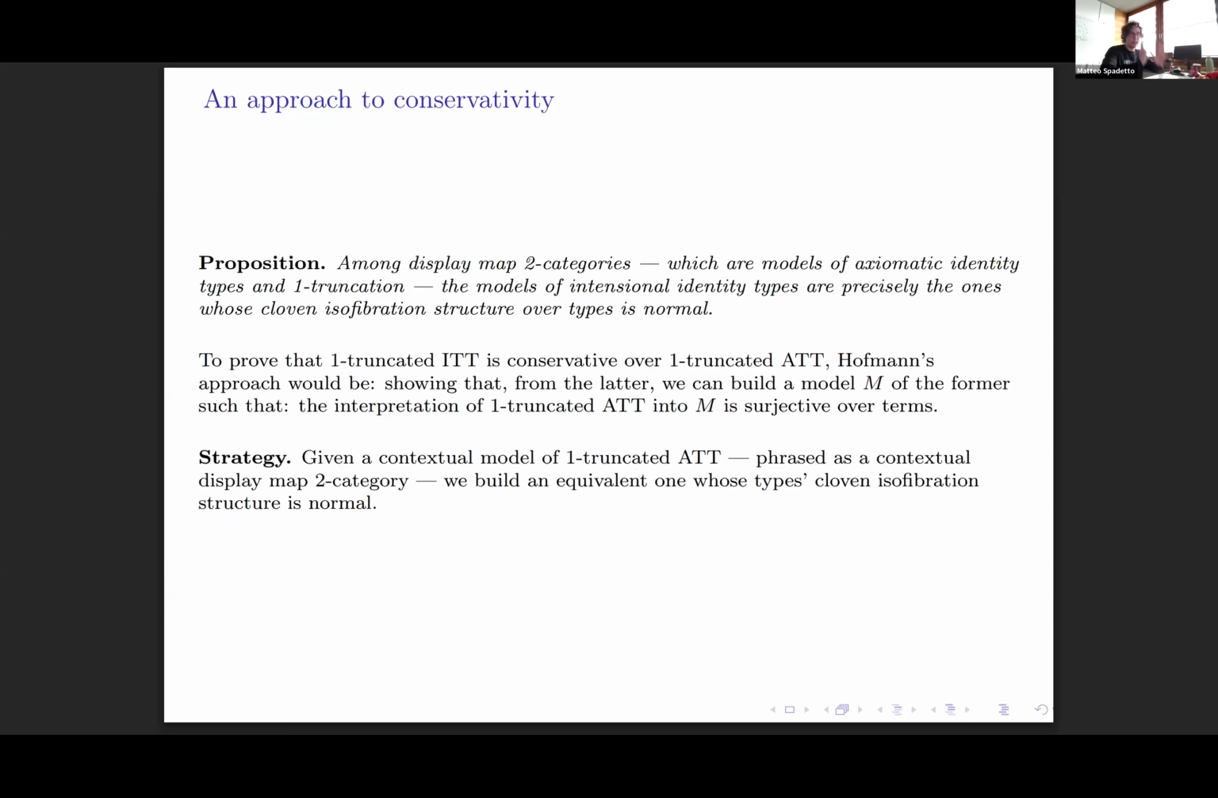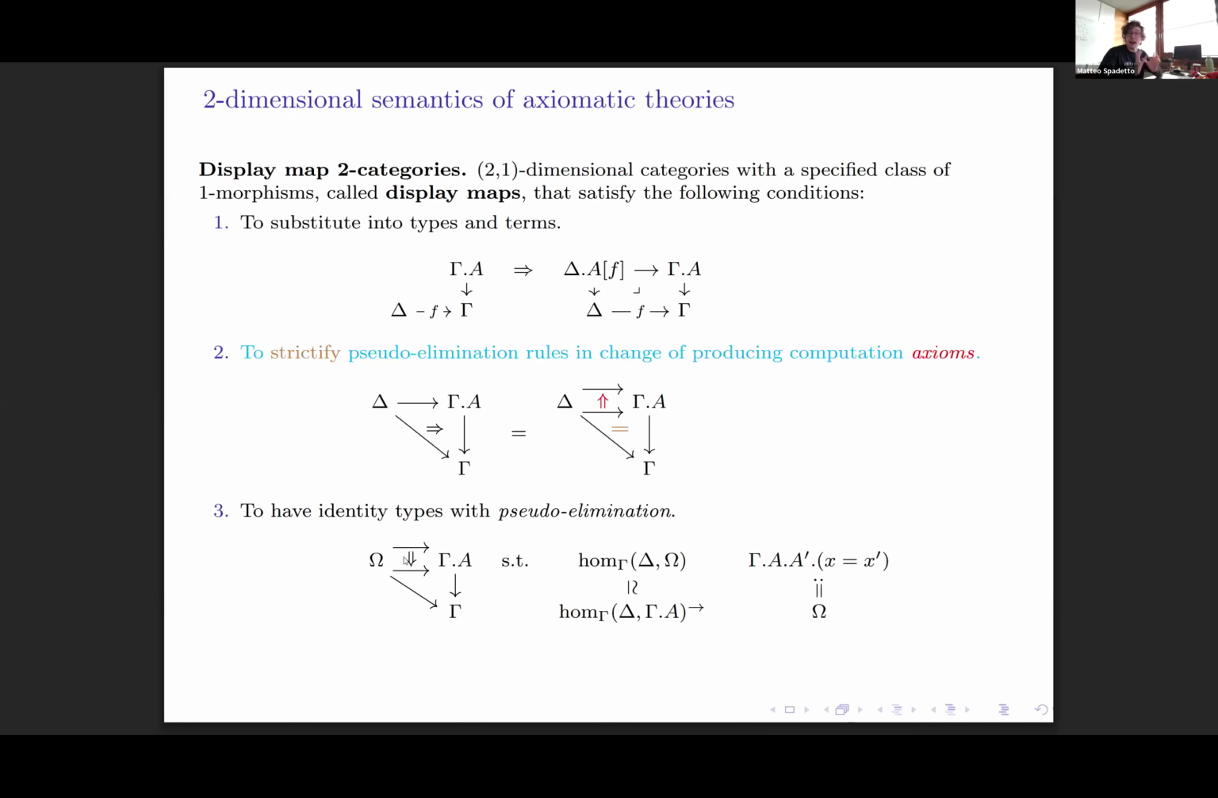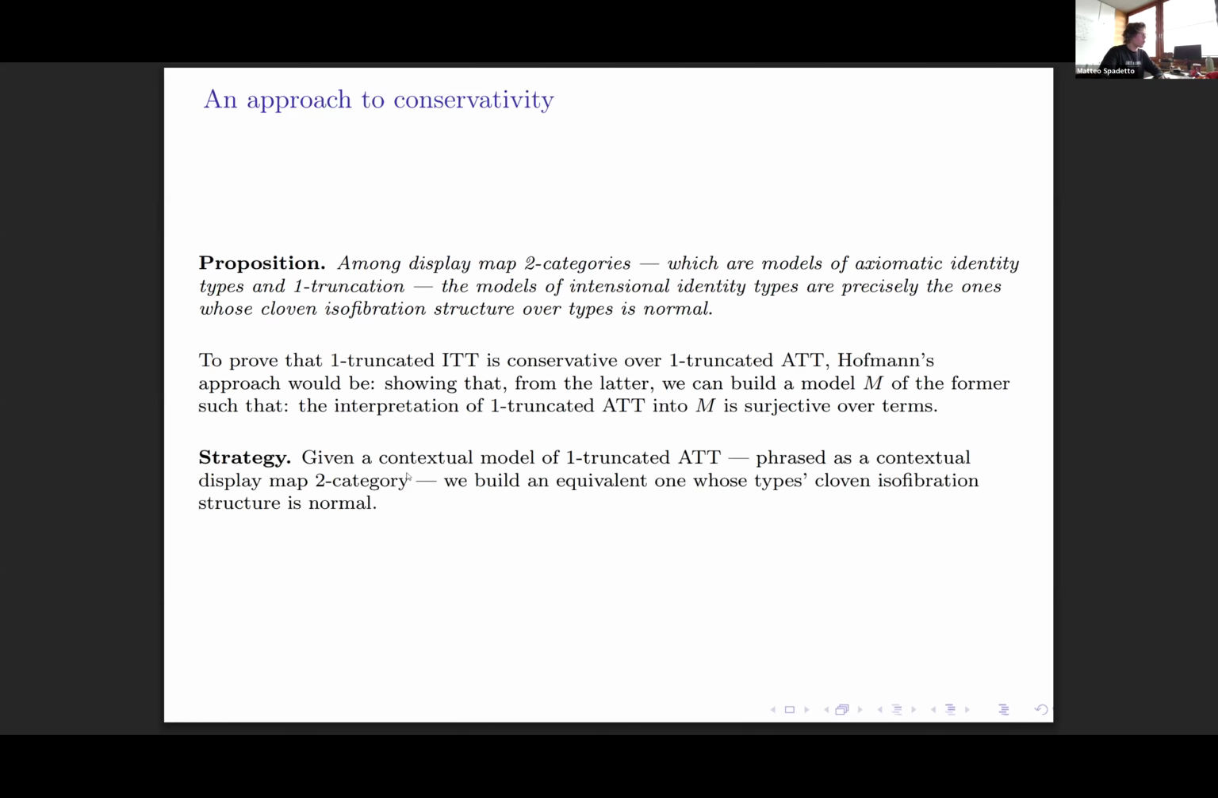But we need to be very careful because we need to do it in such a way that we do not destroy the CWF, the category with families structure of a display map category. I didn't mention it, but these conditions are subject to many coherence conditions, stability under reindexing and stuff like that we usually have in type theory. So when we strictify the Cloven isofibration structure into a normal one, we need to do it in such a way that we maintain this coherence structure, this type theoretic structure. So we need to reobtain a CWF at the end, a category with families.